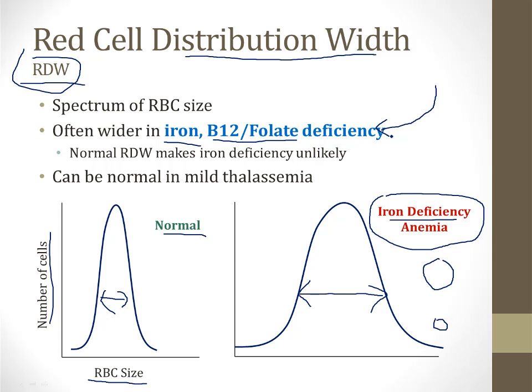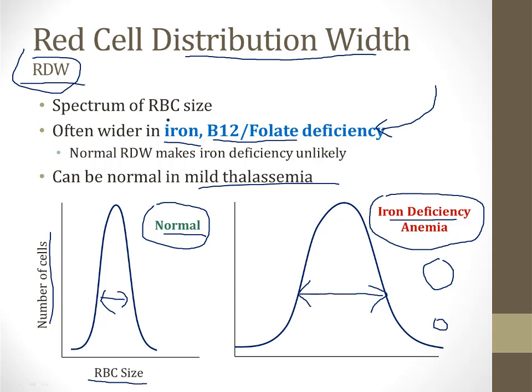The place where this is sometimes helpful clinically is in distinguishing iron deficiency anemia from thalassemia. Thalassemia can also cause a microcytic anemia. However, the red blood cell distribution width will be normal. That's because thalassemia is caused by deficient production of globin chains. It's a genetic defect, and therefore all red cells are subjected to the same problem.